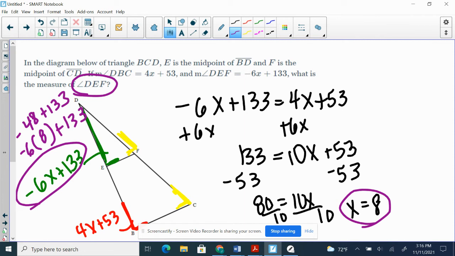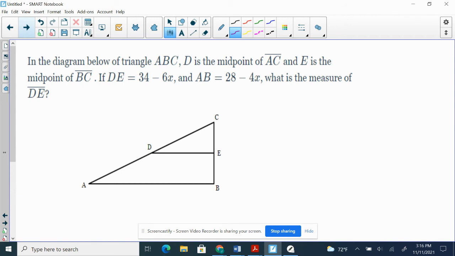133 minus 48 is going to give me 85, so that angle is going to be 85 degrees. Make sure you're careful about those negatives because looking at my work, that's exactly what I did wrong. I just added these together, but that's a negative. All right, one more. I actually think we have a couple more, but again, check out whatever you need.